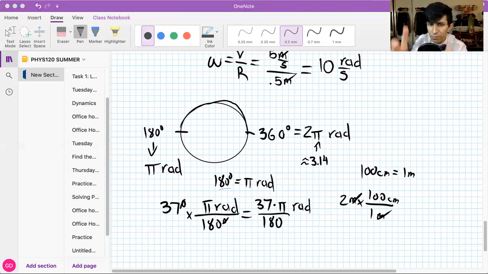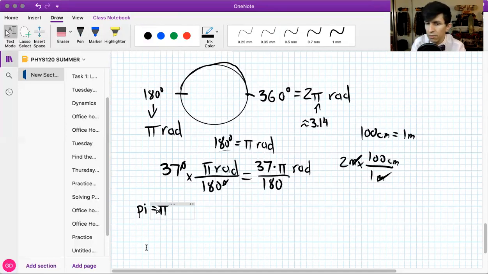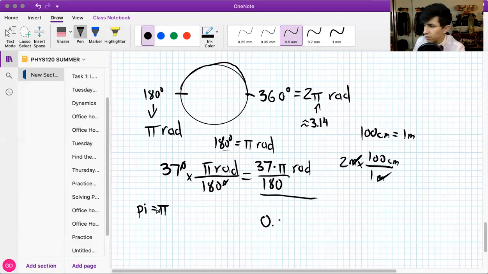On Google Calculator, if you just type in pi, Google knows that's pi. So I'm going to put 37 times pi, times pi divided by 180. That's going to give me this value. So this is equal to 0.66 radians.